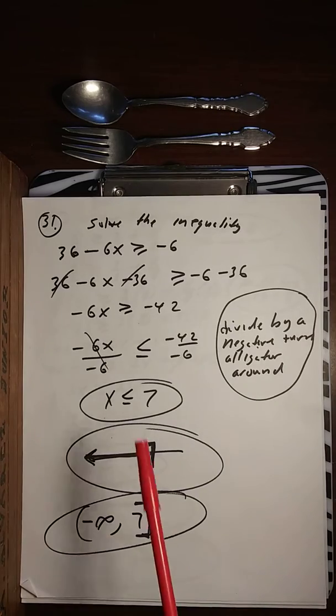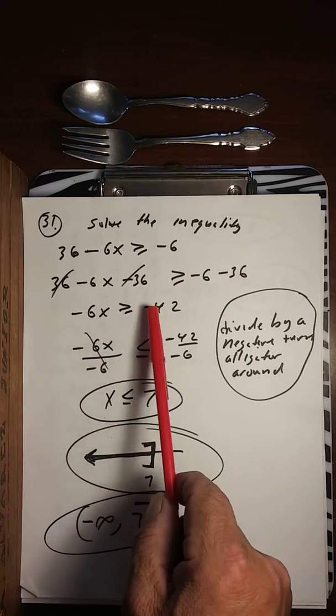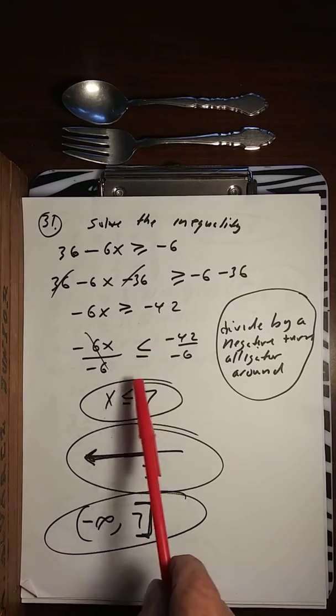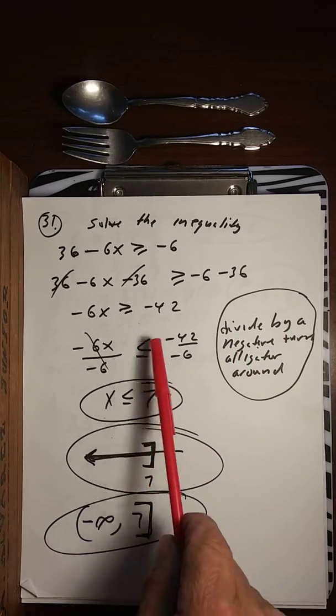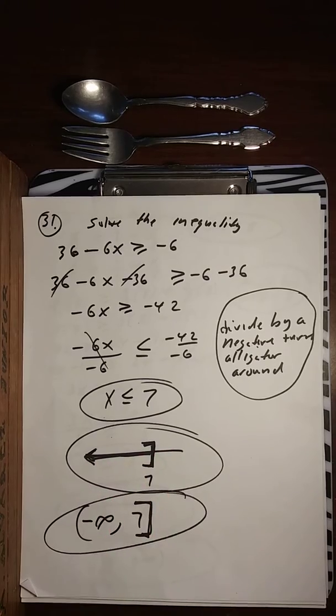Solve the inequality. So get rid of 36, minus 36, and negative 6x is bigger than or equal to negative 42. Now we divide by a negative. The inequality sign is going to go the other direction, so it's going to turn. So we have x less than or equal to 7, less than 7, and 7 included, to the left.